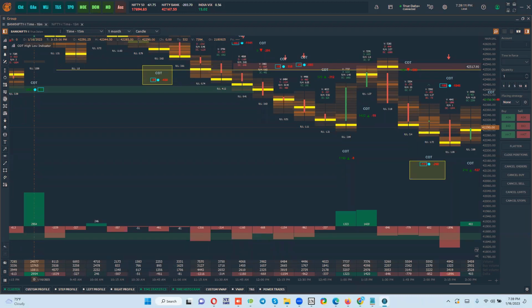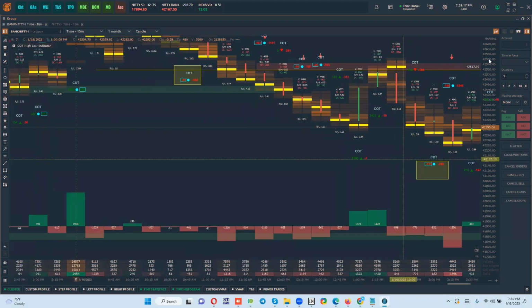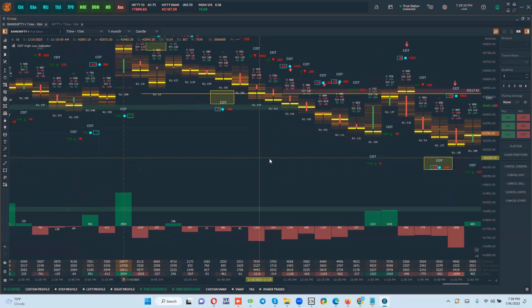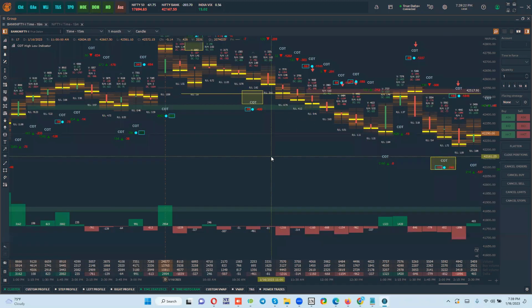Can we use COT for positional trading? You can use it, but it depends on what product you're trading. For positional trades, if you're looking at a higher time frame, possibly yes, because you will be able to understand over a longer period of time what would have happened. So maybe you can look at a 30-minute bar or maybe a 1-hour bar for this particular data. But don't look at 15-minute data and do a positional trade. That is what we don't recommend.